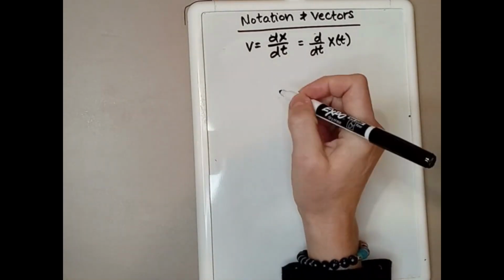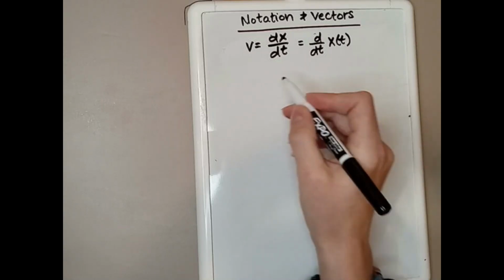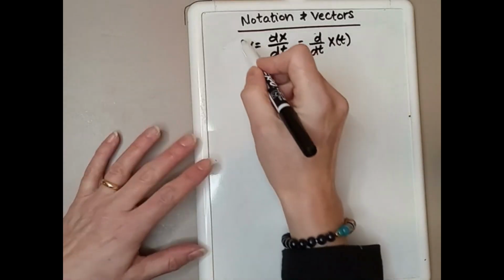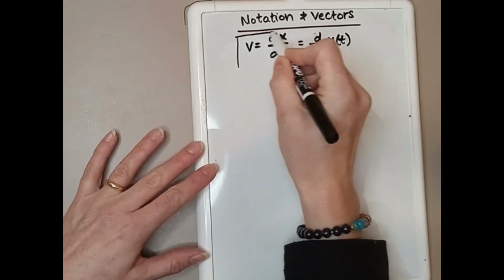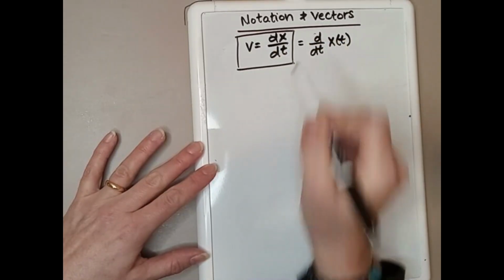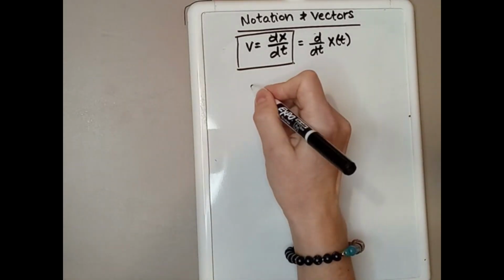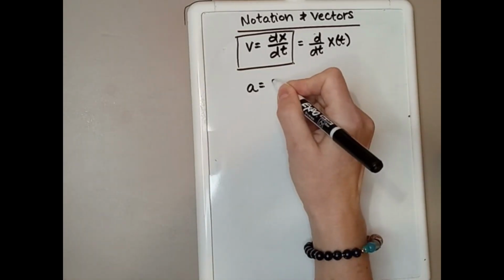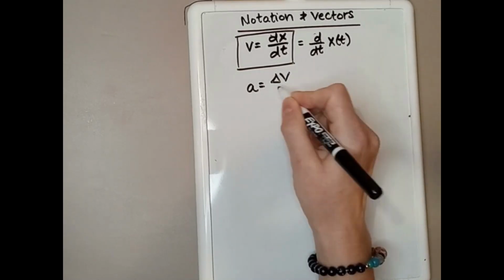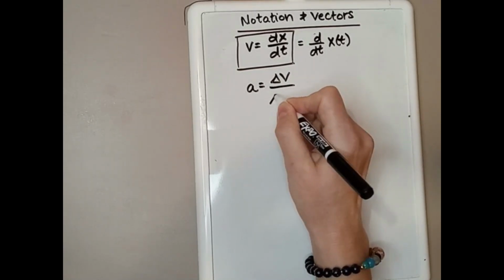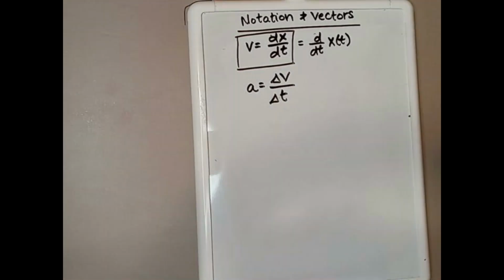So that's going to be our first equation that we want to keep in mind, is that velocity is a derivative of x with respect to t. The next we're going to look at is acceleration. And acceleration is a change in velocity, so delta v, divided by a change in time, which is delta t.